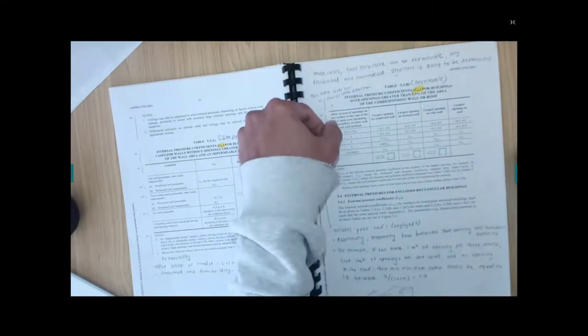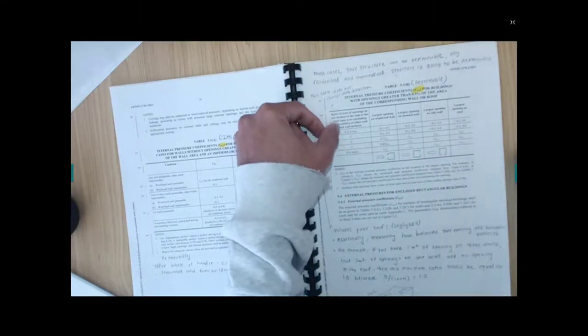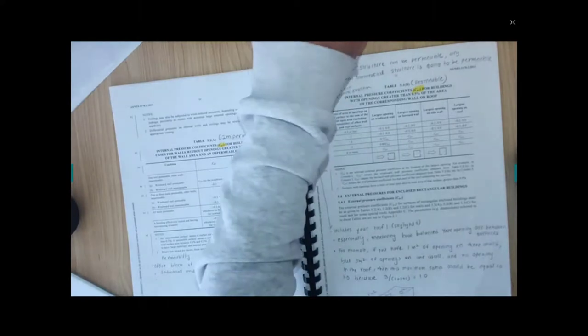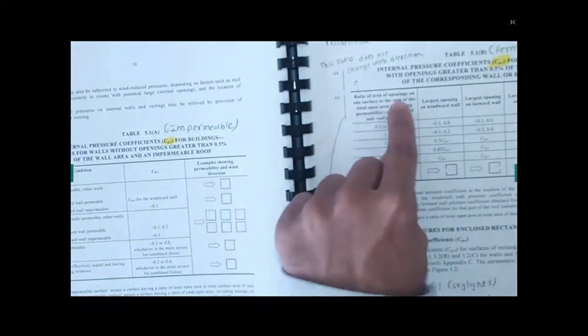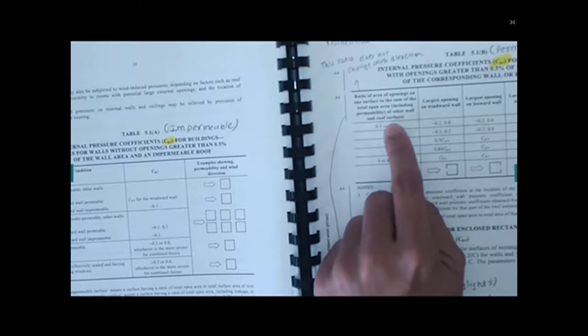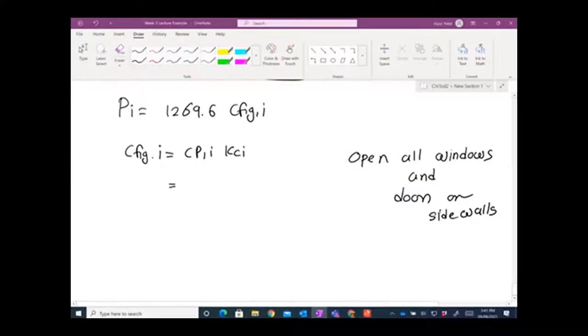Now, this is a very interesting one. Let me zoom a bit. It says the ratio of area of opening on one surface. Look at that, there is a ratio. You need to take the area of opening on one surface to the sum of total open area, including permeability of the other walls and roof surface. So what does it mean? Let me tell you on the pictures.